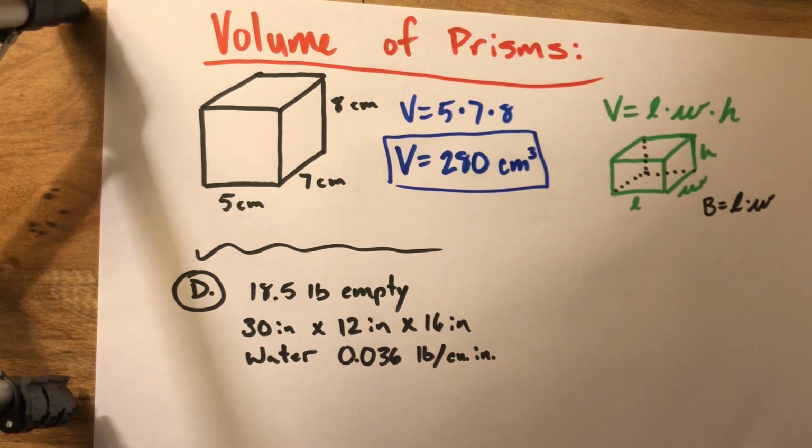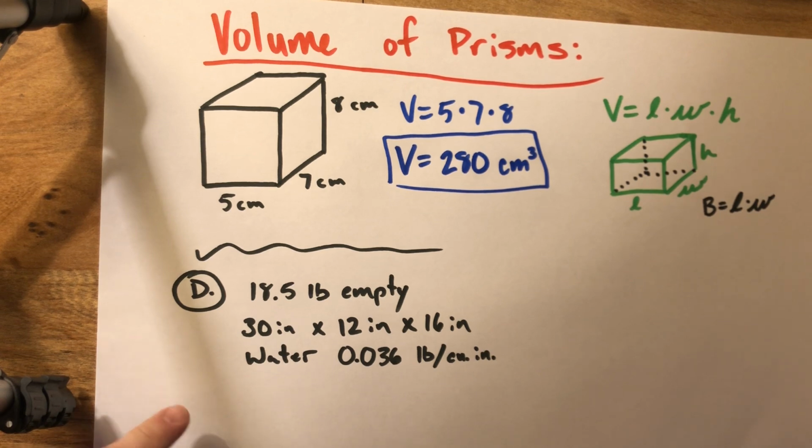I looked at the assignment that I have for you today, and one of your problems on there was actually letter D, and I'm going to read it to you. You'll find it on the PDF practice as well. It says, an aquarium weighs 18.5 pounds when empty. The aquarium is 30 inches long, 12 inches wide, and is filled with water to a depth of 16 inches. Water weighs 0.036 pound per cubic inch. How much does the aquarium weigh when it is full of water?